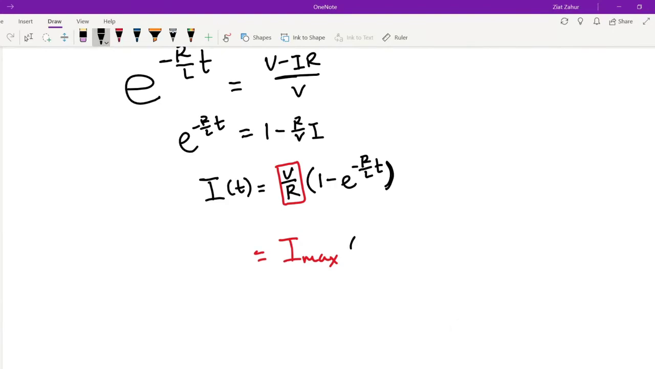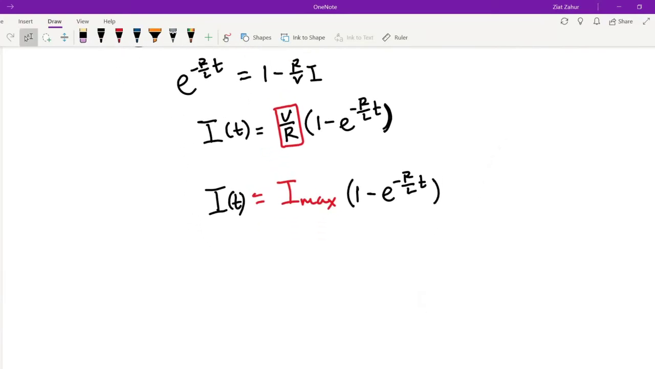And you can see how at infinite time, e to the negative infinity approaches 0. So this parentheses thing turns into 1. And so at infinite time, we get maximum current. At infinite time, we get max current. So V over R is I max.